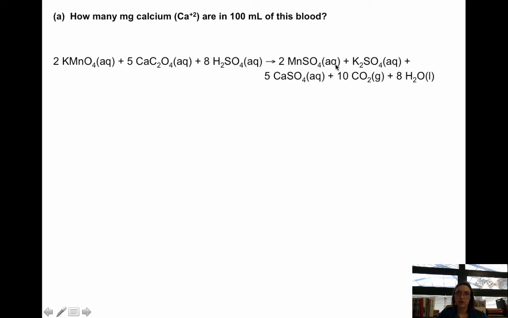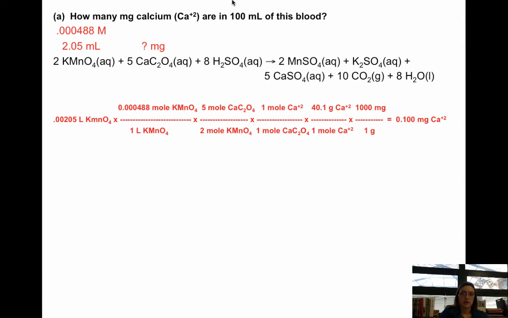So here's our balanced equation. We have potassium permanganate, calcium oxalate, sulfuric acid, and then it forms all of these products. Well, here's the information that we're given. We're given the concentration and the volume of potassium permanganate. We're trying to figure out how many milligrams of the Ca2+ we have in 100 milliliters of this blood. So we're going to just do some stoichiometry. Now I did this all in one big step. You could definitely split it up as you go through. I just did it all in one step.